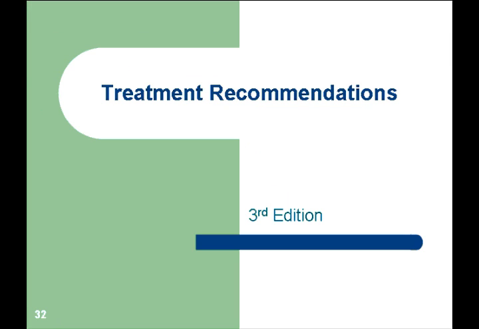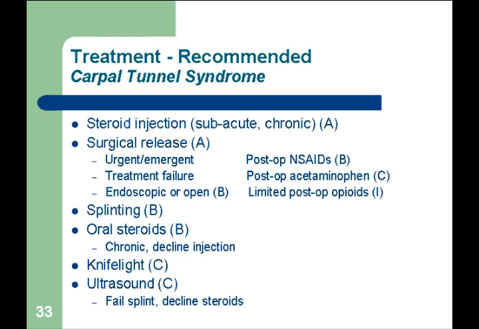Deep breath, treatment recommendations. So again, going through the process, we have the ABC component, treatment for carpal tunnel. Steroid injection, subacute chronic, is strongly recommended. Surgical release, strongly recommended either in the urgent care or emergent care type component. That would be if you have a traumatic carpal entrapment and compression occurring. Treatment failure: if you have done non-operative treatment, non-steroidal anti-inflammatories, steroid injection, and symptoms still persist, surgical release is A.